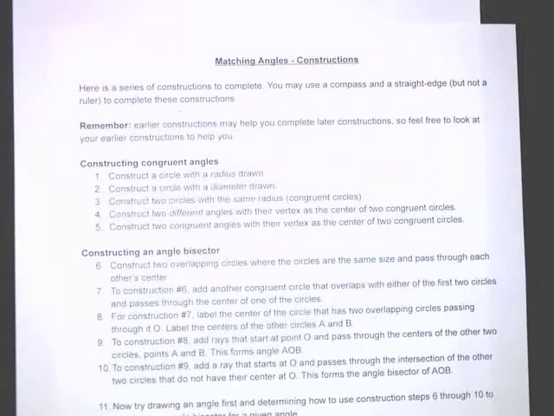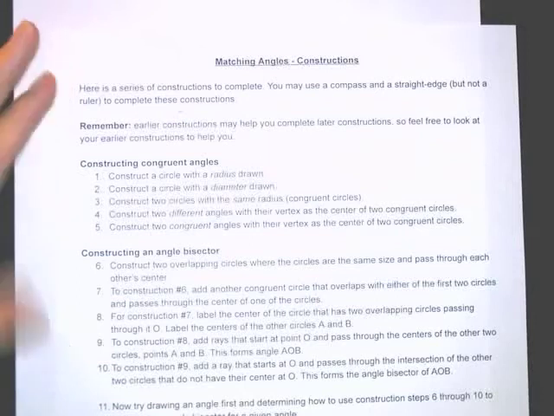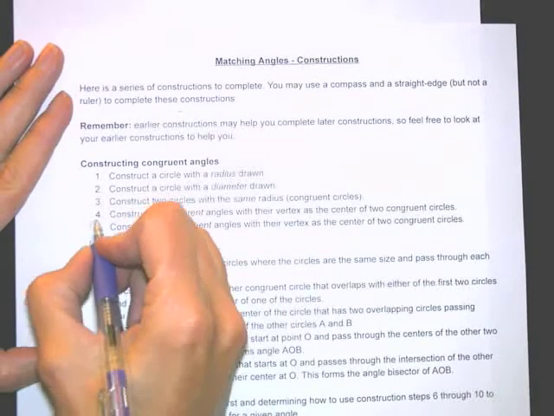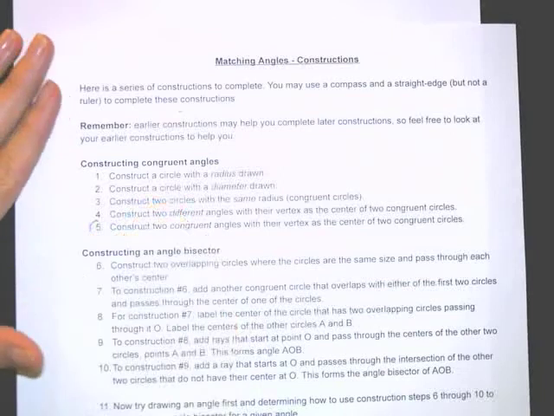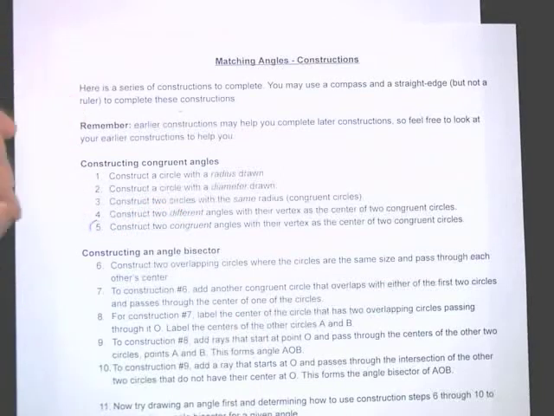Alright, here goes. So this video is going to walk you through how to do some of the constructions in the Matching Angles Part 3 activity. I'm going to start with construction 5 because my guess is you were able to get 1, 2, 3, and 4 on your own. If any of those gave you trouble, we can review those when I'm back.